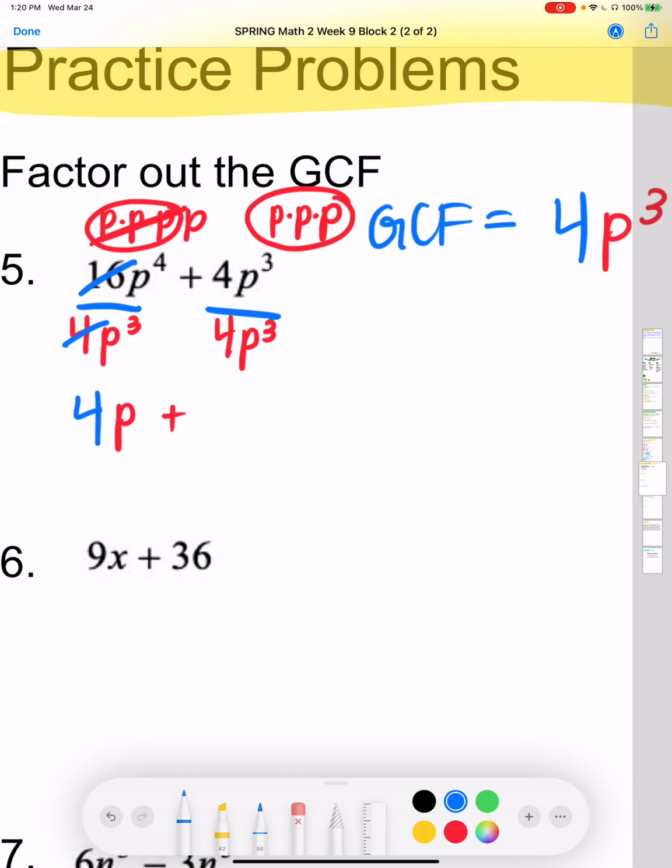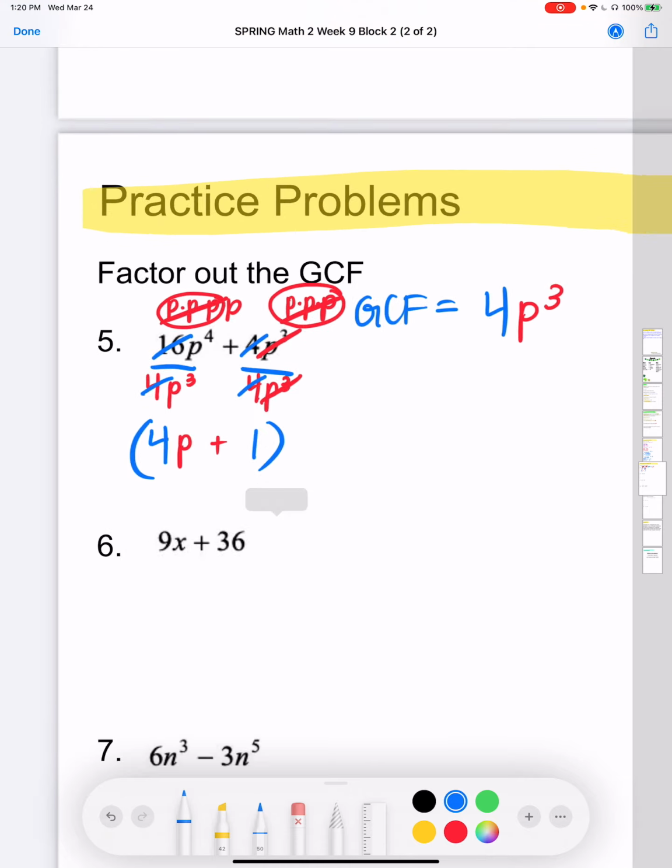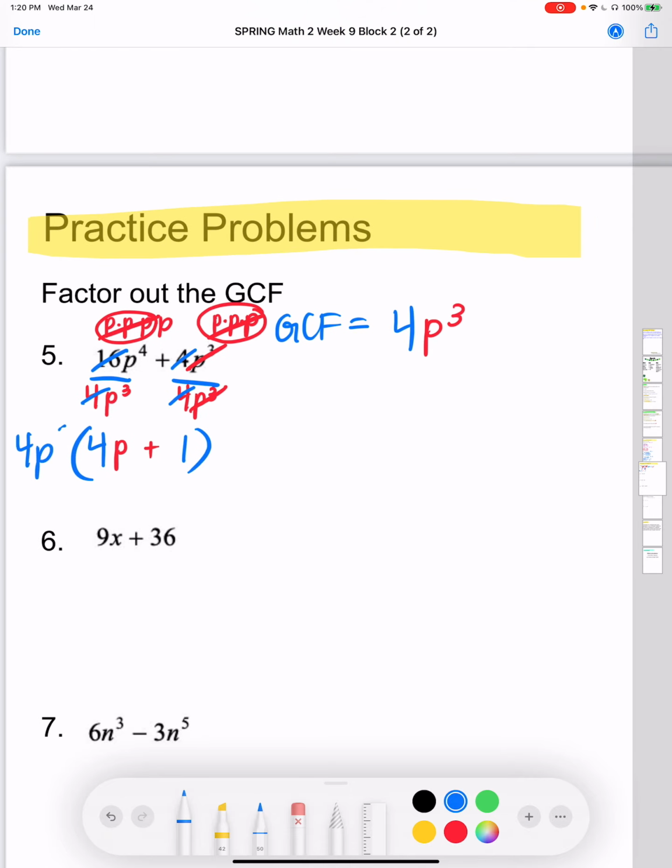Plus, right, 4 divided by 4 is 1, so it's gone. You took all 3 p's out. Okay, so that means you're not left with any. So this is just a 1 right here. It's the 1 from 4 divided by 4. No p's, so you shouldn't have a p to anything. And then this is your answer. Just make sure you put it in parentheses and put your GCF on the outside. So 4p cubed. Okay, and again, your GCF goes on the outside.